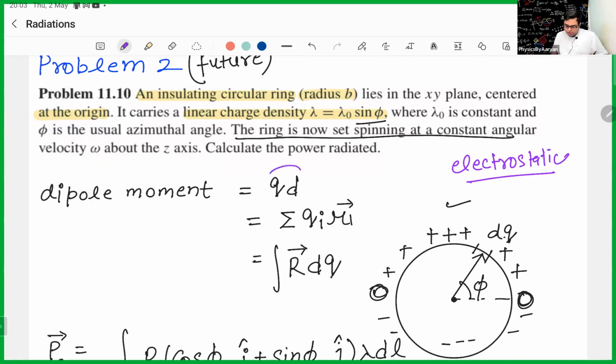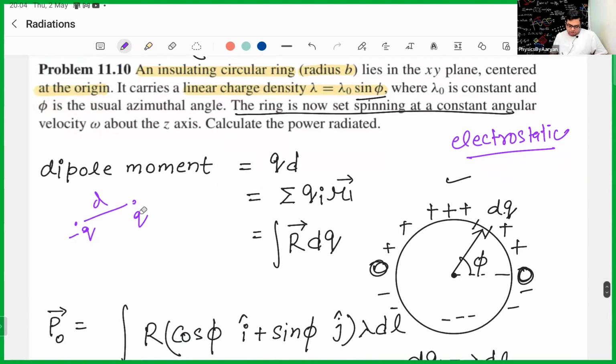You say Q into D. If it is a simple charge and distance, minus Q plus Q and the distance between them is D, then the dipole moment is simply charge into distance. But let's say you have a system with one charge here, one charge here, one charge here, one charge here. Then you do summation of Qi into Ri. Q1 into R1 vector plus Q2 into R2 vector plus Q3 into R3 vector plus Q4 into R4 vector. And this gives you the dipole moment.